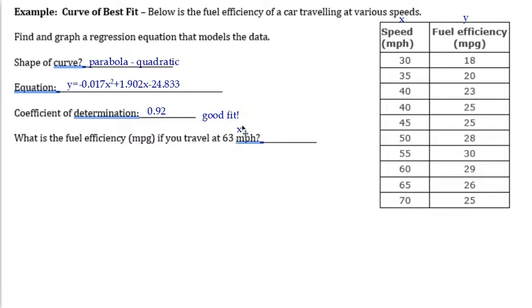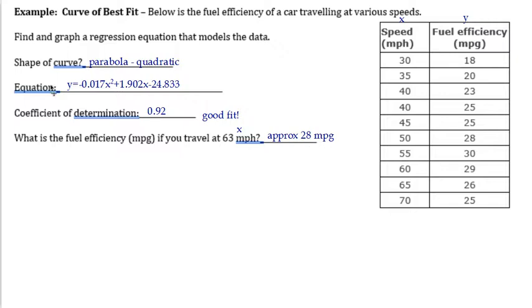So if you're going 63 miles per hour, you'll need to replace every x with 63. 63 squared goes here, times this, plus 1.902 times 63 minus 24.833. So go ahead and calculate the fuel efficiency in miles per gallon given our model here that we figured out. Hopefully you got approximately 28 miles per gallon, give or take. When you do your rounding, it'll affect your answer, but as long as you got around 28 miles per gallon, you're on the right track.